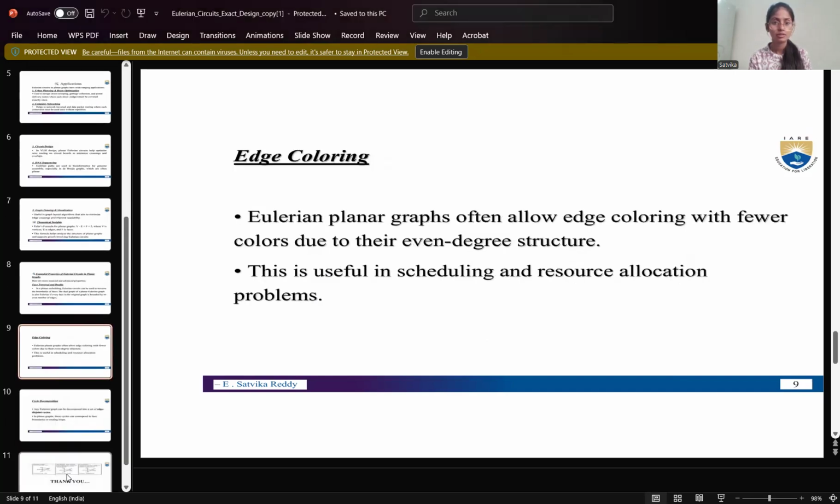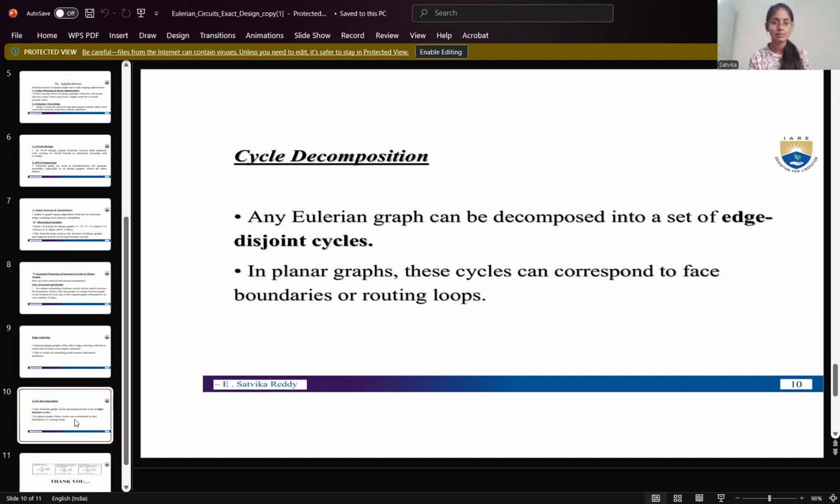And the next slide is about edge coloring. Eulerian planar graphs often allow edge coloring with fewer colors due to their even degree structure. This is useful in scheduling and resource allocation problems. The next slide is about cycle decomposition. Any Eulerian graph can be decomposed into a set of edge-disjoint cycles. In planar graphs, these cycles can correspond to face boundaries or routing loops.